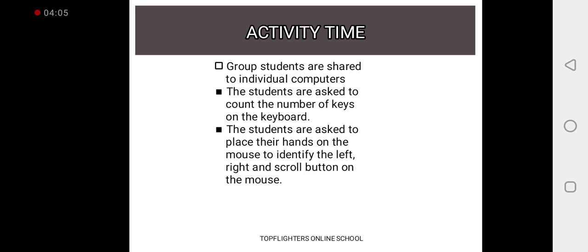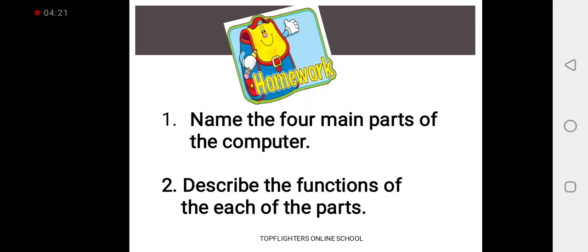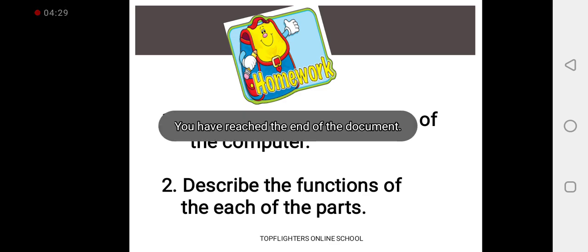So we have activities for us to do. You can name the different number of keys you have on the keyboard, and also how to place your hands on the mouse and all that. Then with this, I can evaluate you: describe the computer and its parts, and briefly explain the function of its parts. So these are the assignments you can work on. I believe with this little analysis you can really understand what computer introduction is all about.